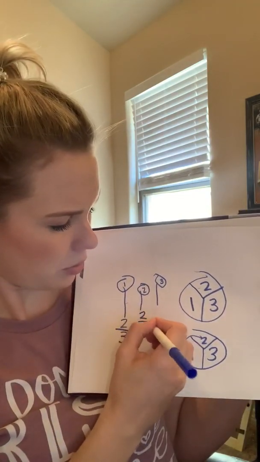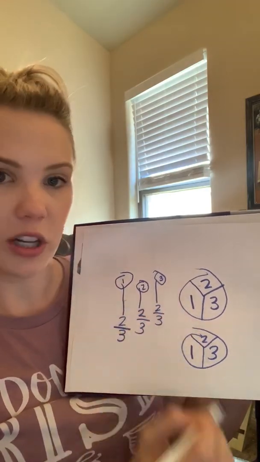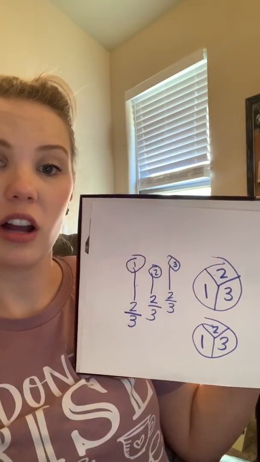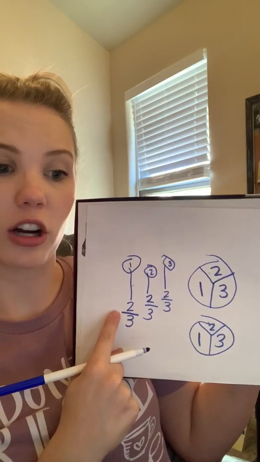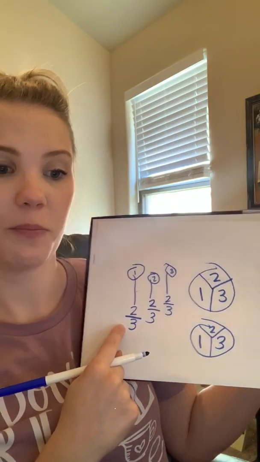Person number 2 also got 2/3. And so did person number 3. They all got 2 pieces that are cut into thirds. Okay. So that's when you have more kids than objects. Okay, let's do another one of those.